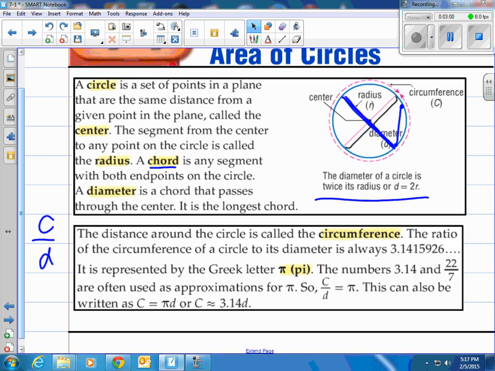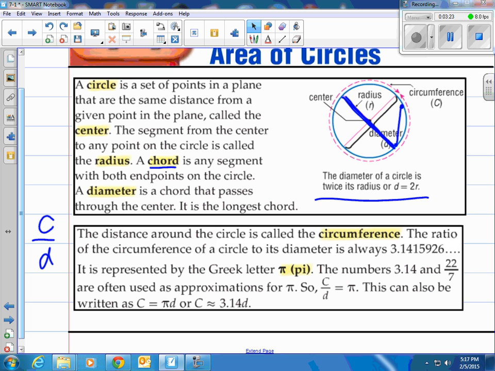Now, the number 3.14 we use is kind of an estimate. Also, you can use 22/7, and that you'll learn more about in high school. But those both represent an estimation of pi. For our purposes here, we typically will use 3.14 as an estimate.